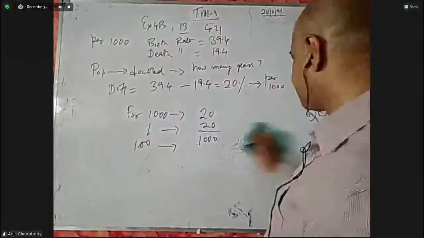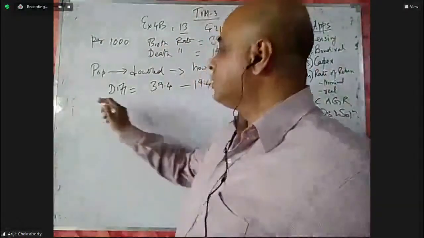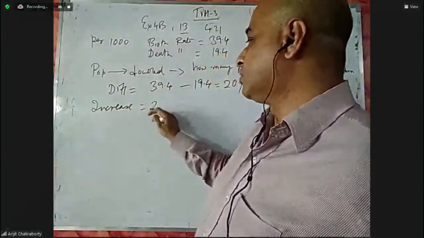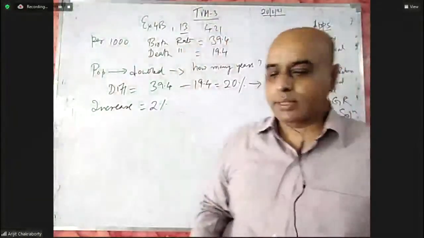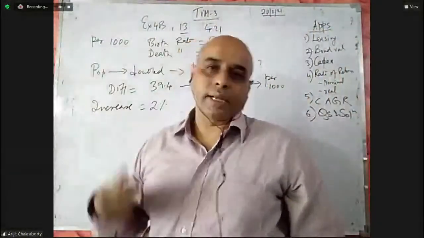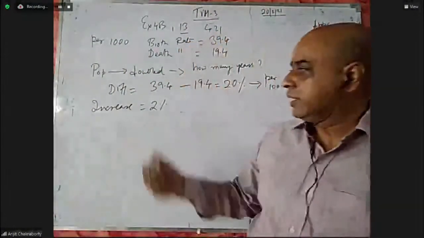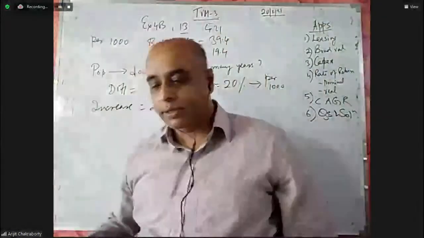Okay, so let us note it that it is 2%. So I'm writing the increase is basically 2% per 100. Now comes the question, it is like an annuity question. In fact, sorry, it's a compounding question. Now we have to find out in how many years the population will be doubled, right?